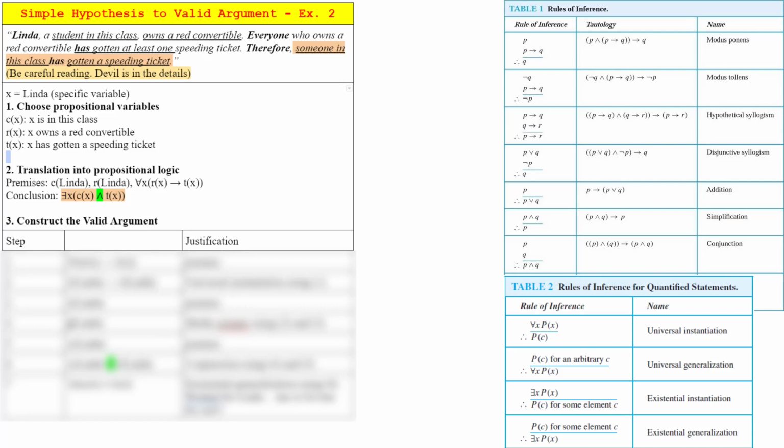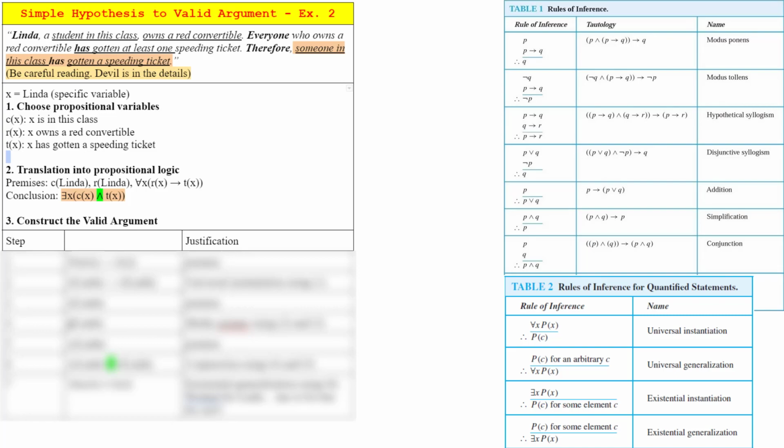All right, so let's check here. There's no direct connection right off the bat that Linda has gotten a ticket, except for the middle line where it says everyone who owns a red convertible has gotten at least one speeding ticket. She owns a red convertible. She happens to be a part of the class. Therefore, she has gotten a speeding ticket and is in this class. So that's how the overall connection works. There's no direct connection, but going through it and parsing it, that's what we need to do now.